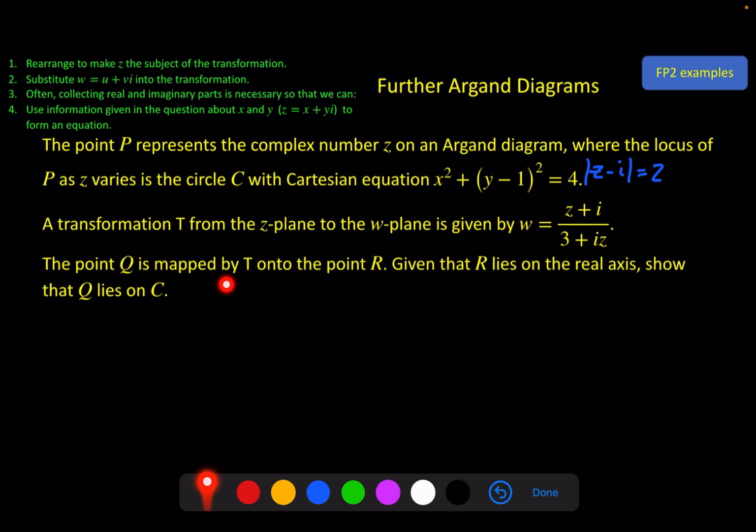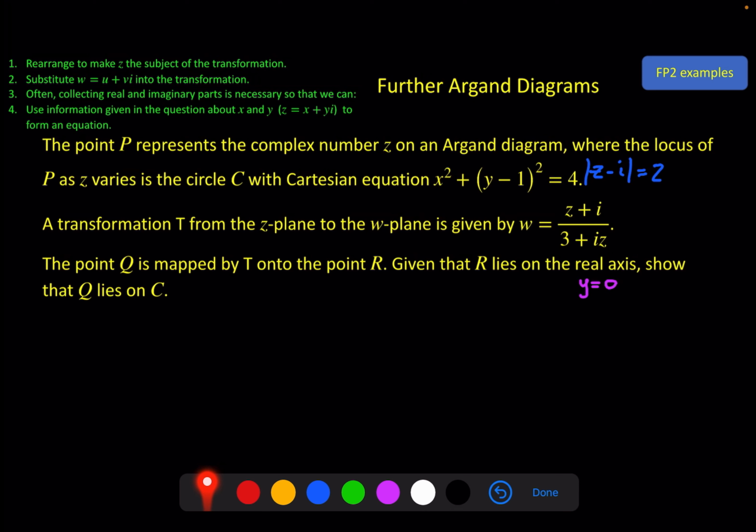The point Q is mapped by T onto the point R, given that R lies on the real axis. We've seen this before as well. That's like saying y equals 0. Show that Q lies on C. Now by this point I've already made the mistake that makes this question so difficult. The mistake is this statement here.